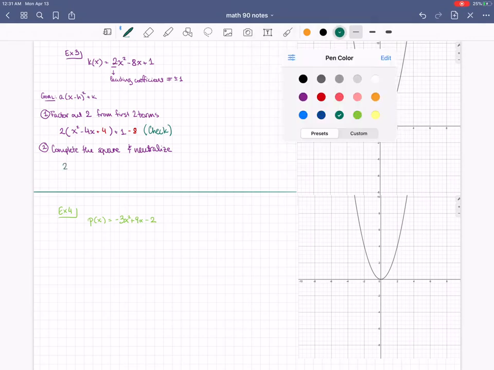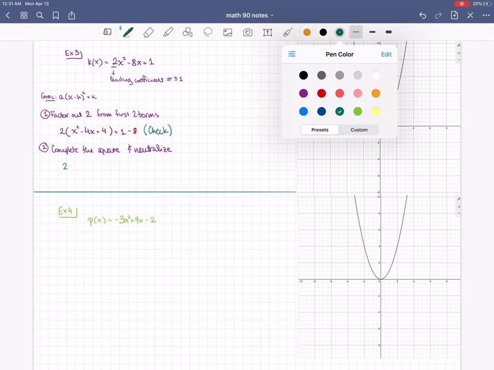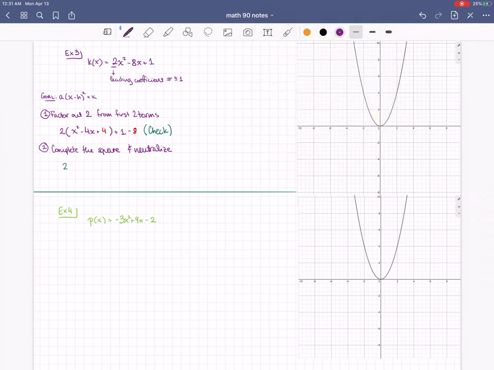Okay, so let's actually write it in the completed square form. Oops, let's go back to our purple color. So we have 2 times x minus 2 quantity squared minus 7.